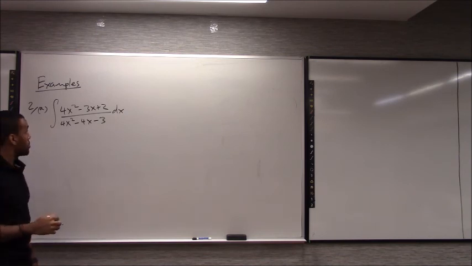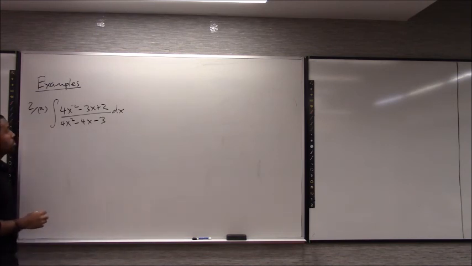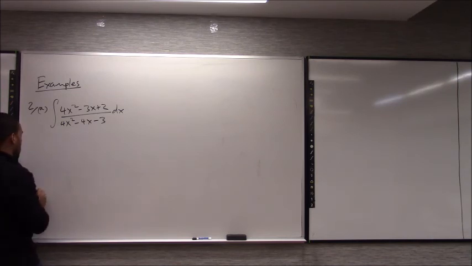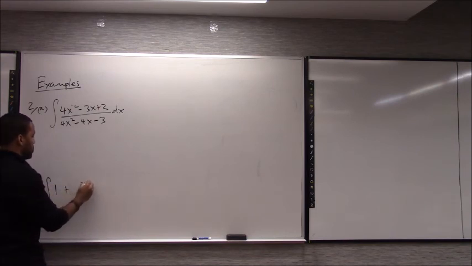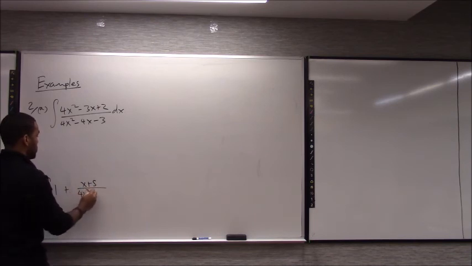First thing I did was I did long division. Okay, what did you end up with? I got 1 plus x plus 5 over 4x squared minus 4x minus 3.